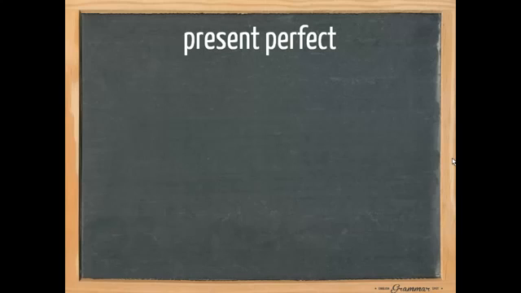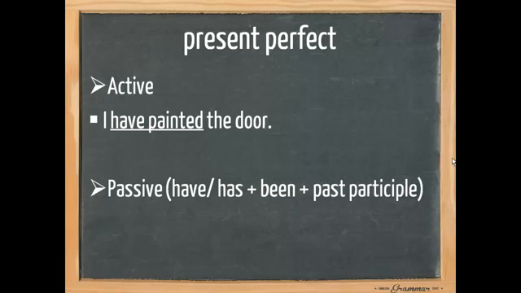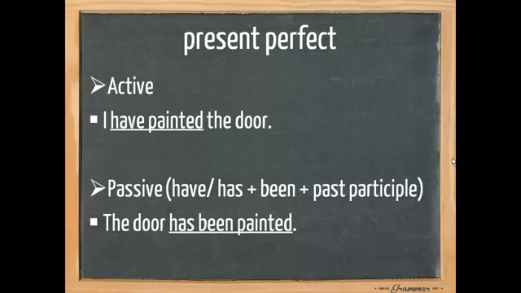Now let's have a look at a present perfect. An active present perfect is: I have painted the door. So we're going to change it into the present perfect passive. Remember, the door has to become the subject. So a passive is made with have or has, and then a form of to be. And since it's a perfect here, we need to use the perfect form of the verb to be. So here it is been, and the past participle of the verb to paint. The door has been painted.